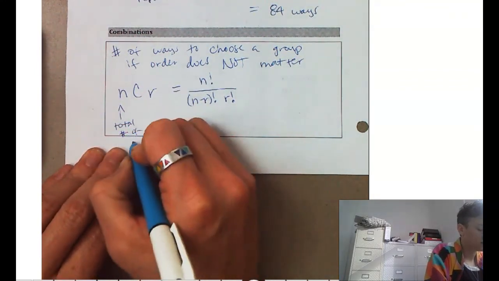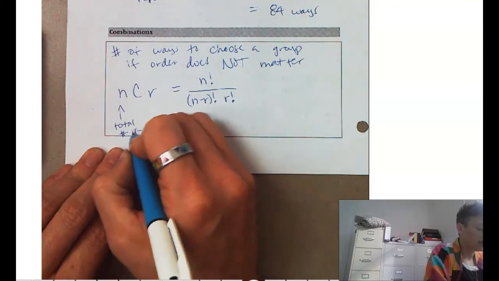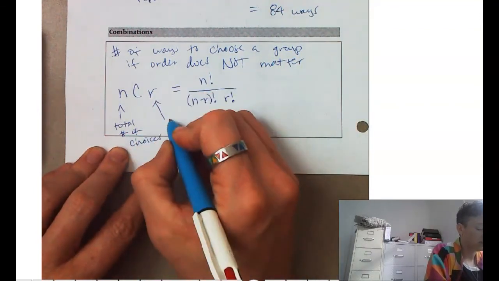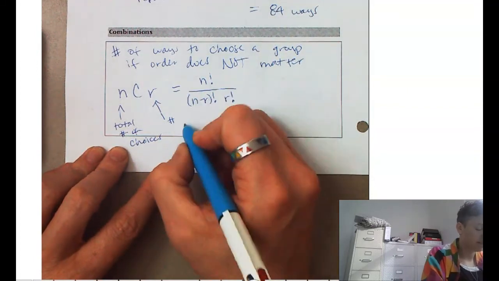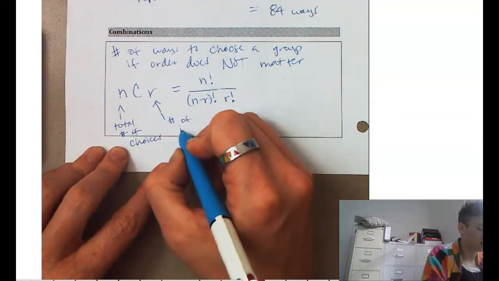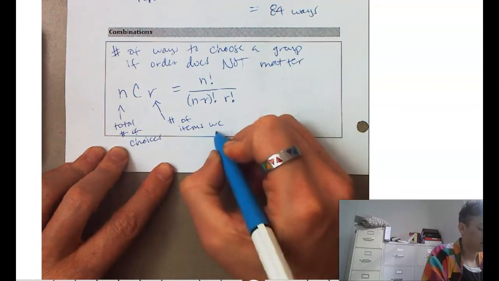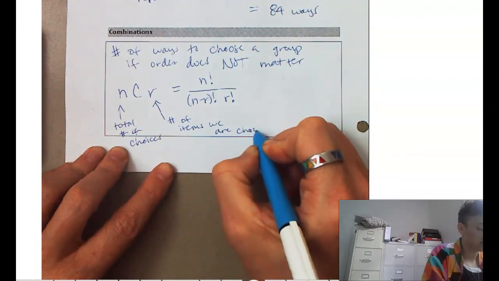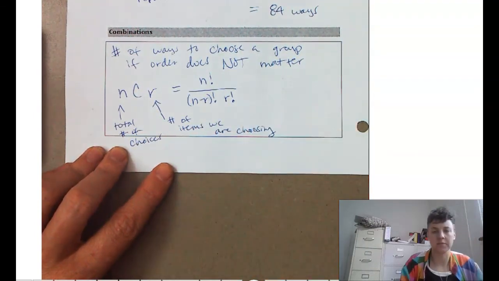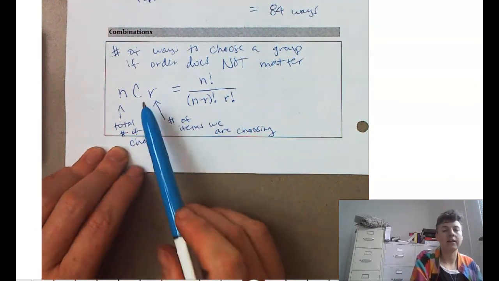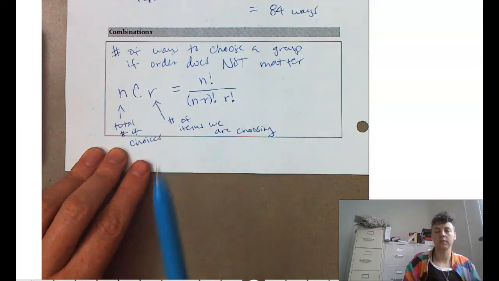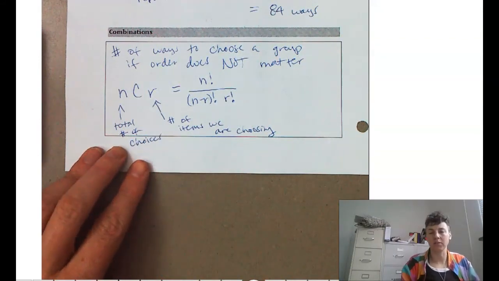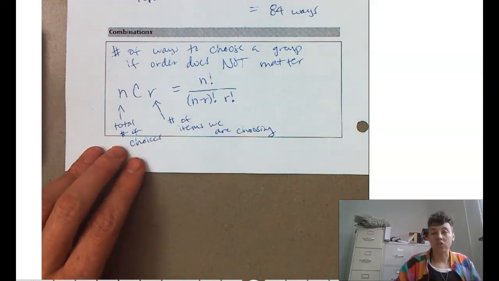So again, n is the total number of choices, and r is the number of items we are choosing. So in our last example, we had 9 toppings, and we were choosing 3 of those toppings. So again, difference between permutation and combination. Combination, order does not matter.